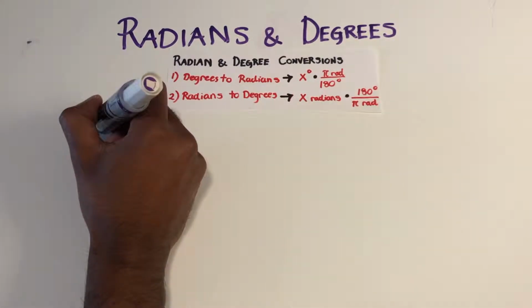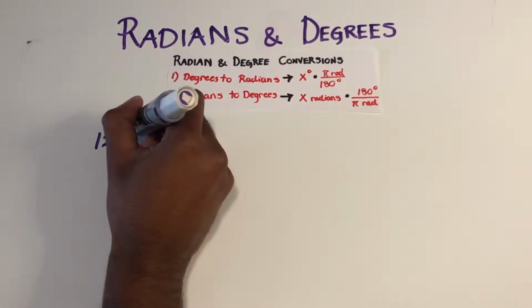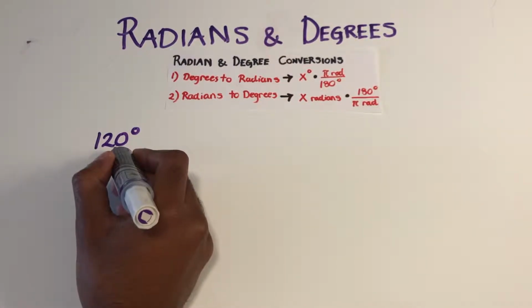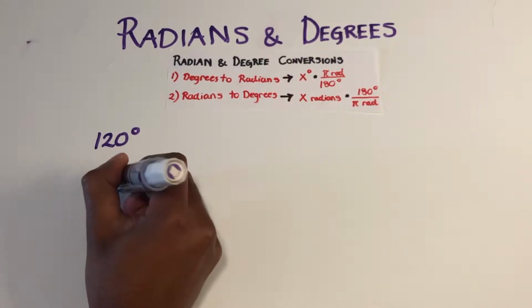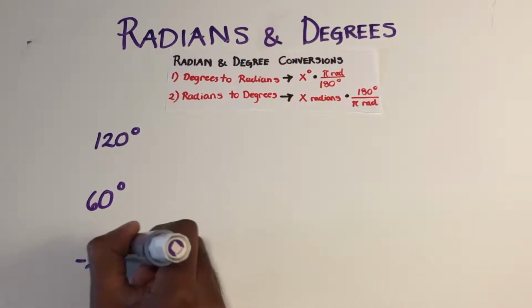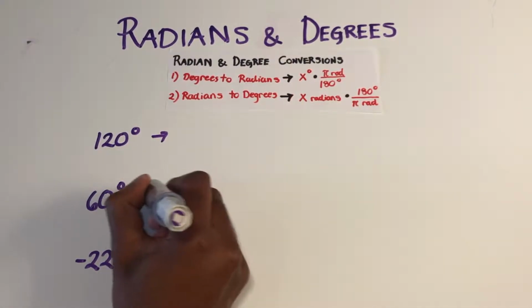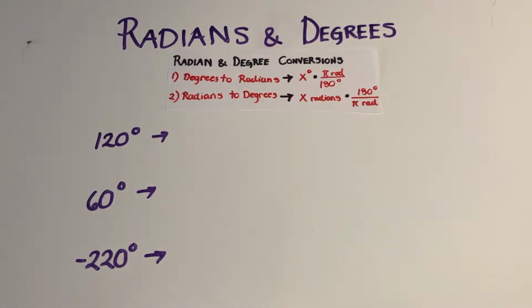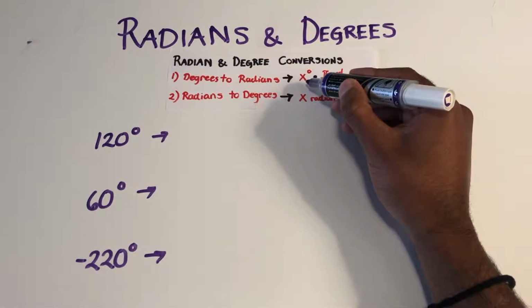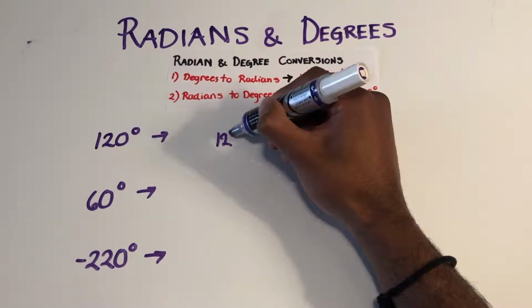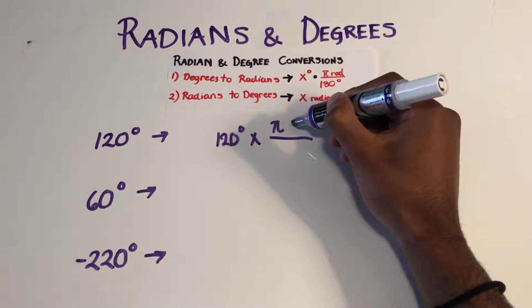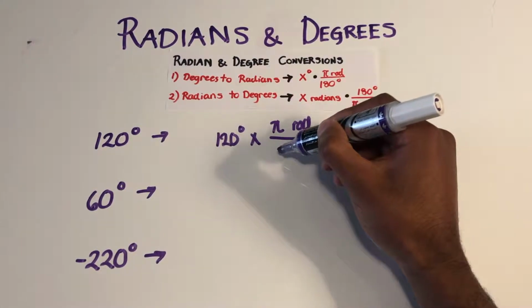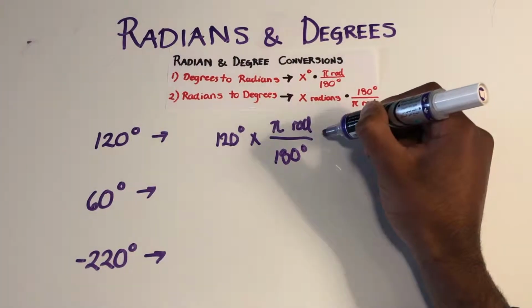In our first example, we have 120 degrees. We're asked to convert from degrees to radians, so throughout those three problems, we're going to use number one. To convert from degrees to radians, we said we're going to take x amount of degrees. In this case, we have 120, so 120 degrees times pi radians, I'll just put RAD for radians, over 180 degrees.